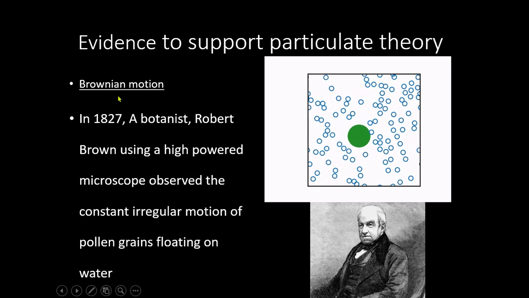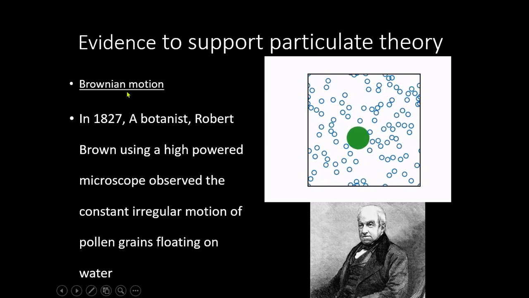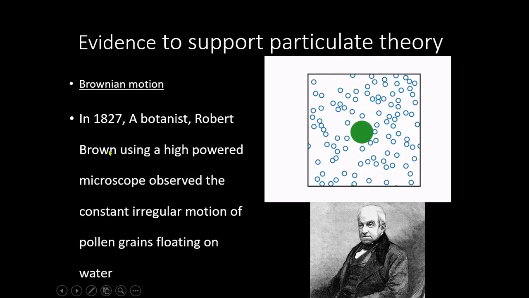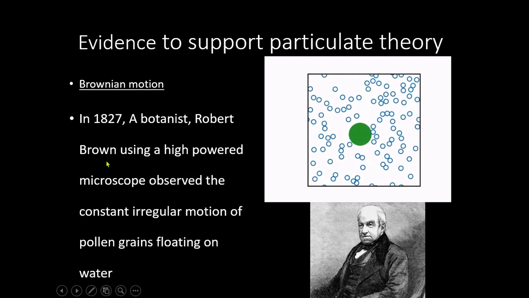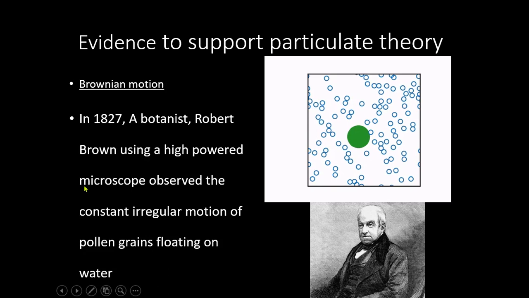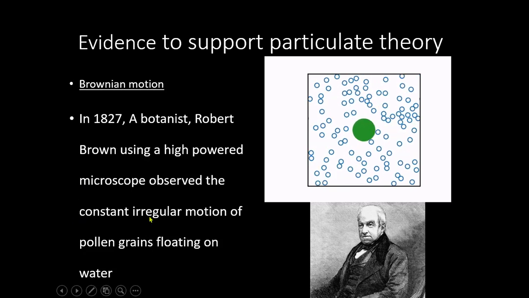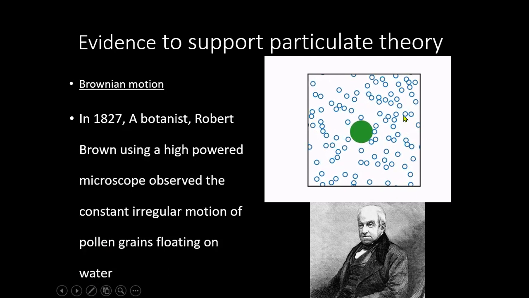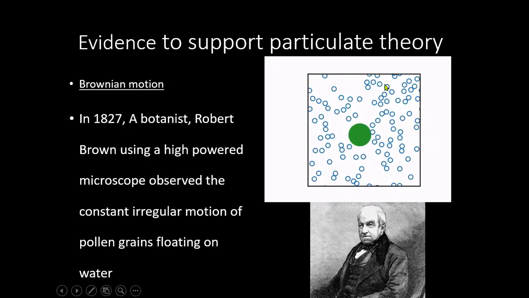So, Brownian motion. The concept of Brownian motion was named after a man named Robert Brown. So in 1827, he used a high-powered microscope and observed constant irregular motion of pollen grains floating on water. So take a look at this. This is basically what he saw.